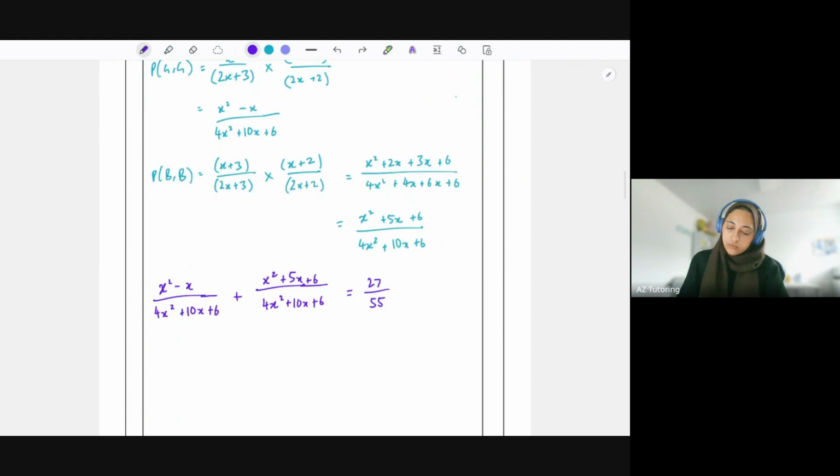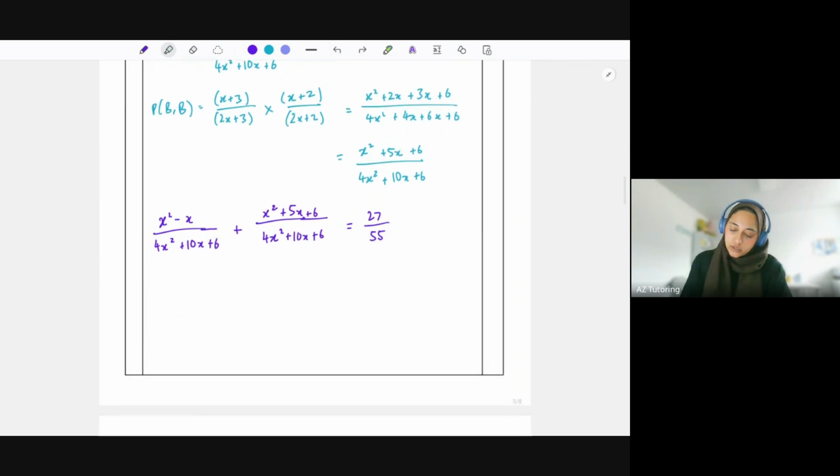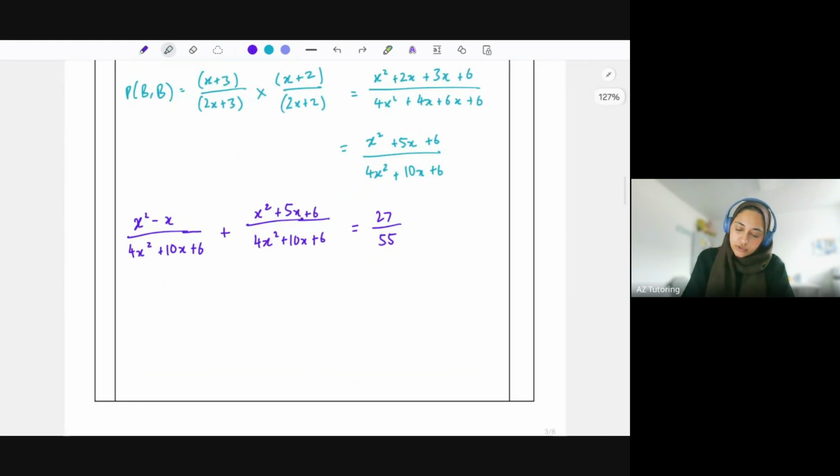Now, when we're adding fractions, the denominators have to be the same, and we're lucky that the denominators are both the same in this case. So what we can do is just put it all over one fraction. So we've got x squared add x squared, which is 2x squared. So I'm just combining these on top together. I've got minus x add 5x, so plus 4x. And then I've got plus 6. So I've dealt with all the top. That's over the same denominator, 4x squared plus 10x plus 6, and that just equals 27 over 55.